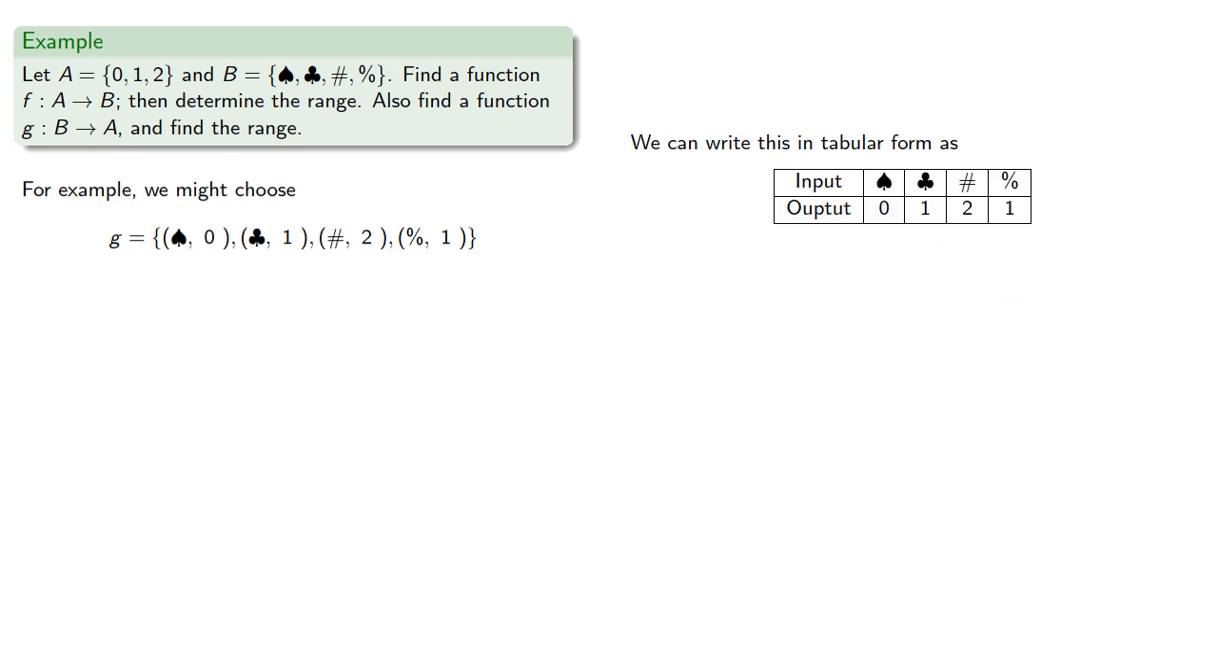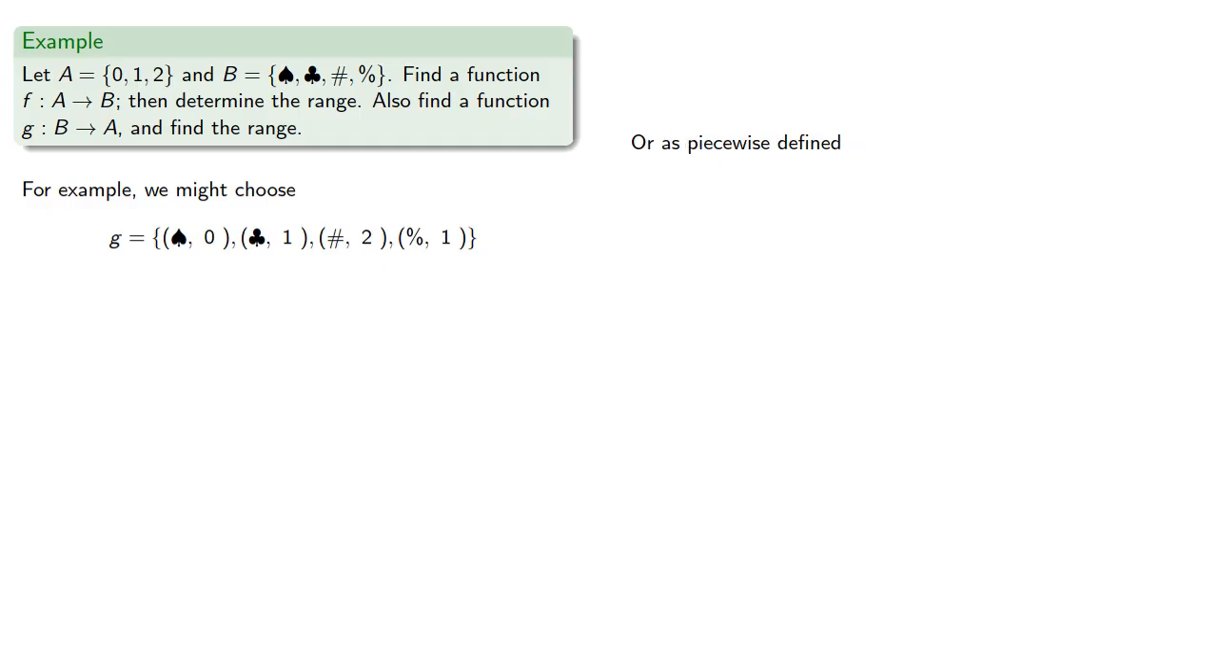And again, we could write this in tabular form, or we can write it in piecewise form. So if our x value is this, we get 0. If our x value is this, we get 1. If our input is this, we get 2. And if our input is this, we also get 1.